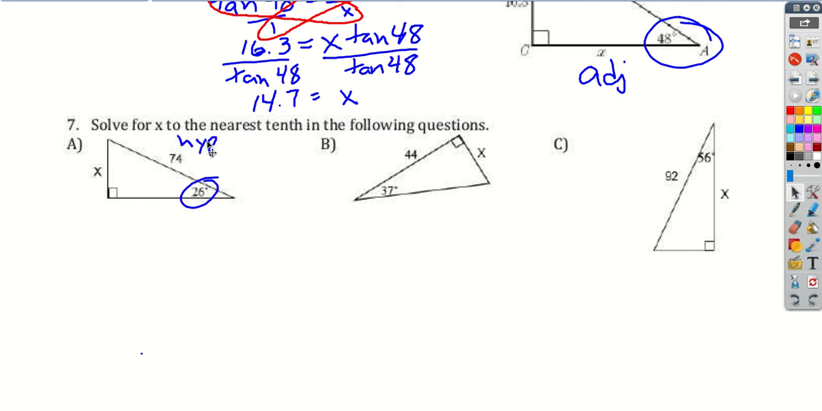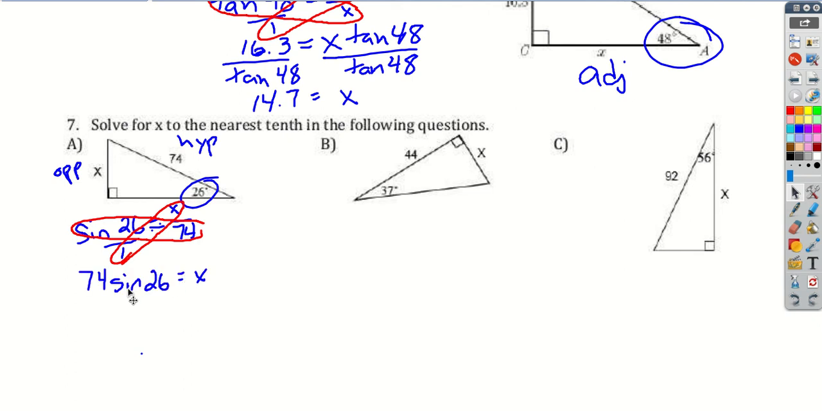I label hypotenuse, opposite, not using adjacent. So I'm going to use sine. So the sine of 26 is equal to the opposite x over 74. And because I'm looking for a side, I'm going to go ahead and cross multiply. So 1 times x, 74 times the sine of 26. So I end up with this. And then this gets typed in the calculator, and nearest tenth is going to give me 32.4.